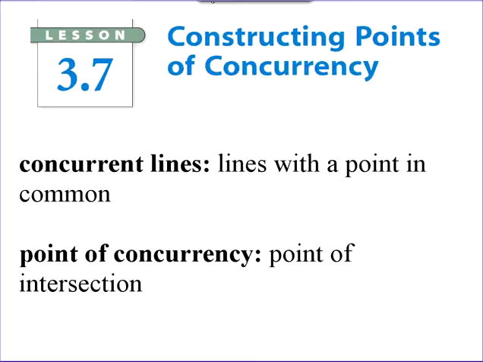Concurrent lines are lines with a point in common. Then we have our point of concurrency, which is actually the point of intersection. Those are two definitions that you need to understand. So first of all, again, concurrent lines are lines with a point in common. They don't have to be parallel, because they can't be parallel. Just any lines with a point in common. And then we have our point of concurrency, which is where they intersect, at what specific point.